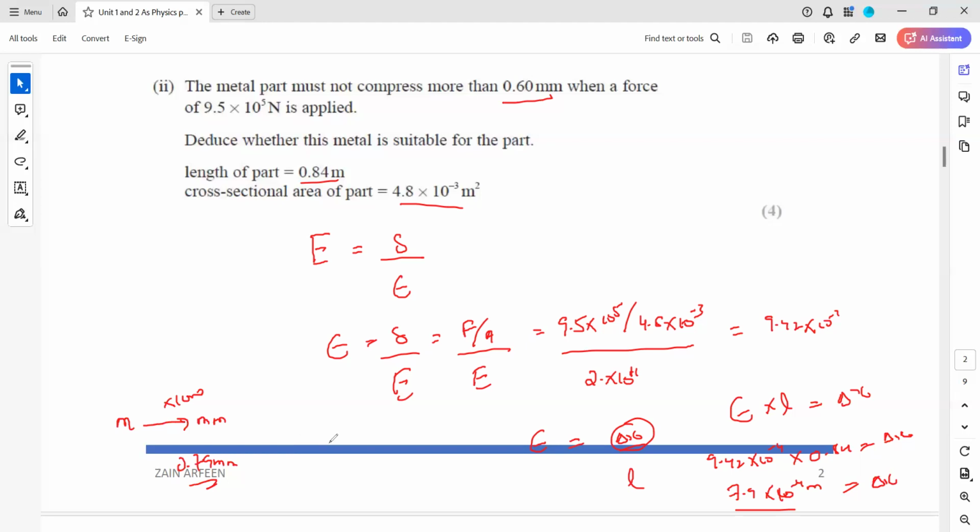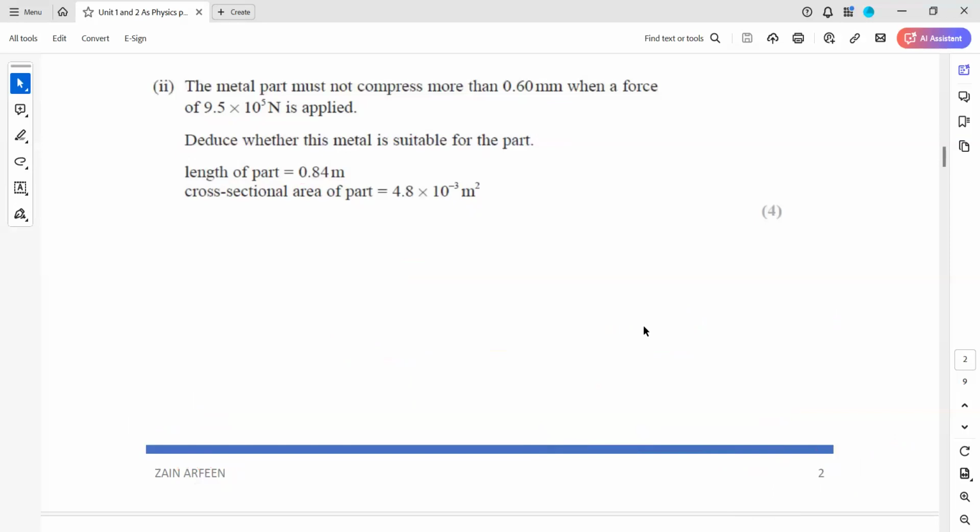But here, in this case, the metal will compress more than 0.6 millimeters. So this metal is not suitable. Why? Because the decrease in size for the metal is greater than what we want. We want it not to compress more than 0.6, but it is changing length by 0.79, or about 0.8 millimeter, which is more than 0.6. So this metal is not suitable for the purpose.